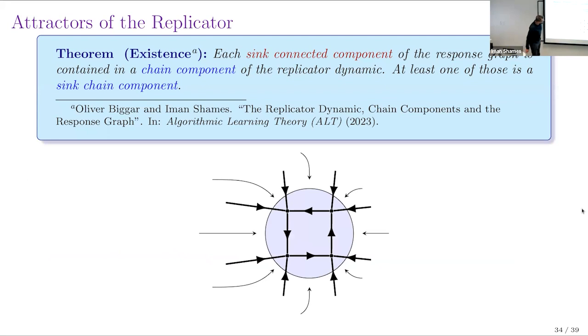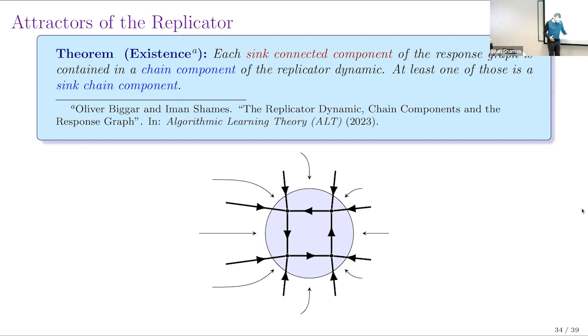So that's this other work in algorithmic learning theory a couple of months ago now, in February. We can prove existence. So we can say each sink-connected component, which is a graphical object, everything red in the next couple of slides is a discrete mathematical object. Everything blue is a dynamical systems point of view. So each sink-connected component of the response graph is contained in a chain component of the replicator dynamic. At least one of those is a sink chain component. So think of it like that, the attractor.